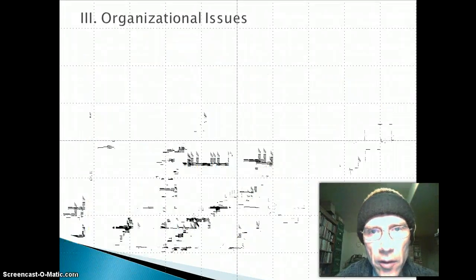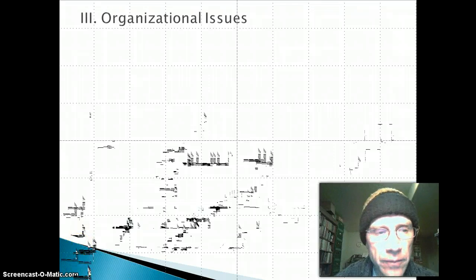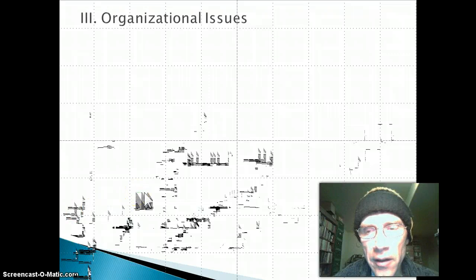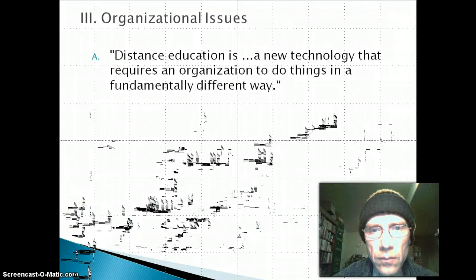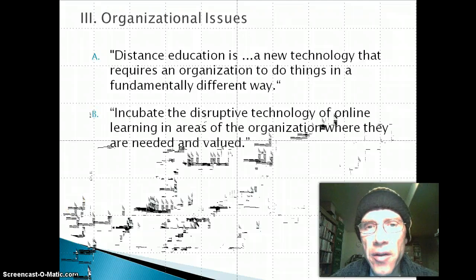Finally, let's take a look at the organizational issues related to implementing this community of inquiry framework. The authors quote Clayton Christensen describing online education as a disruptive technology. As such, this new technology requires the organization to do things in a fundamentally different way. It's necessary to incubate the disruptive technology of online learning in areas of the organization where they are needed and valued. This facilitates the adoption and acceptance of the new technology.